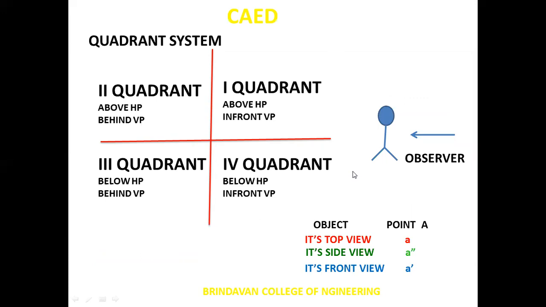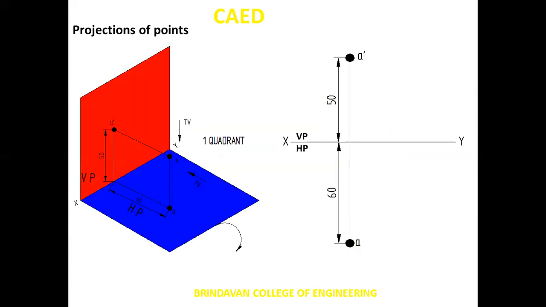Here are some of the notations mentioned: the top view is denoted by small a, the front view by a dash, and the side view by a double dash. These are the notations. You can see the projection of points in the first quadrant. Point A is at 50 mm above HP and 60 mm in front of VP. This is the first quadrant we have taken.